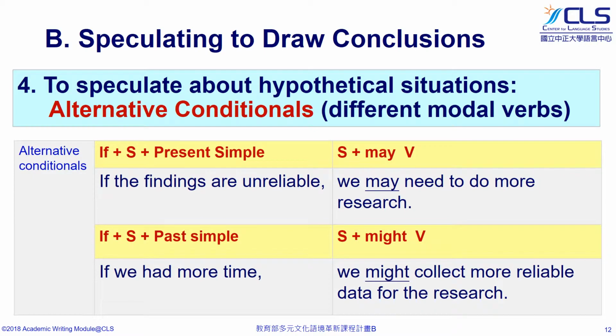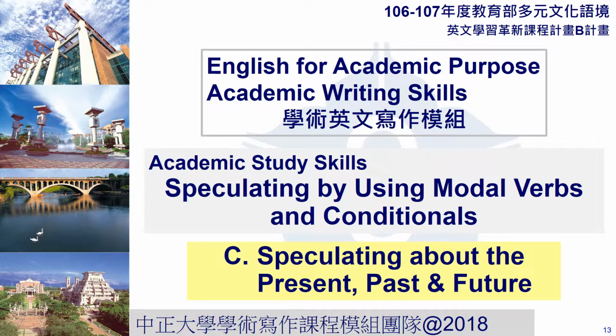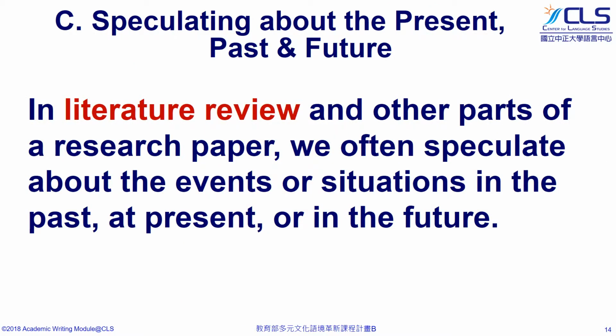Finally, to speculate about hypothetical situations to draw conclusions, we can also use alternative conditionals with different modal verbs, such as may or might. The second type of speculating for academic writing is speculating about the present, past, and future. In literature reviews and other parts of a research paper, we often speculate about events or situations in the past, at present, or in the future.